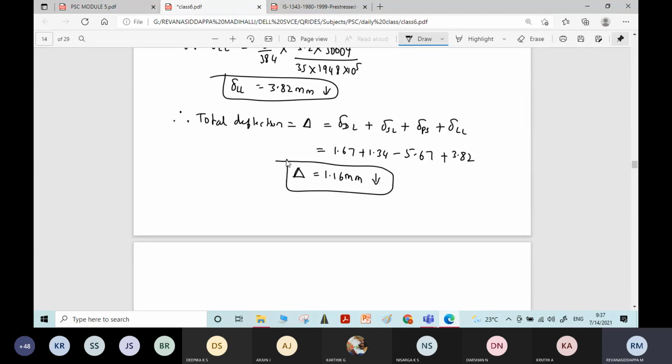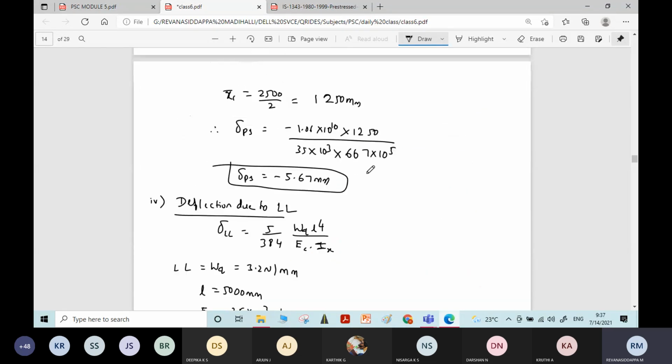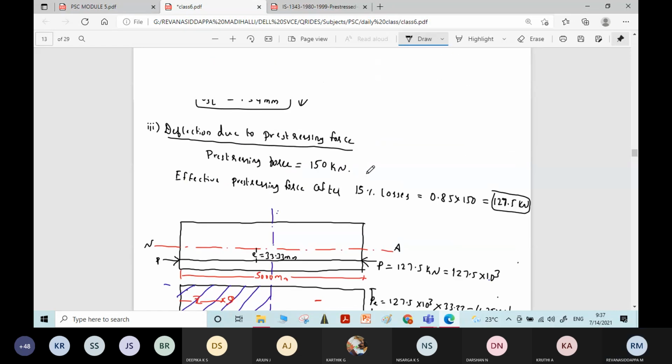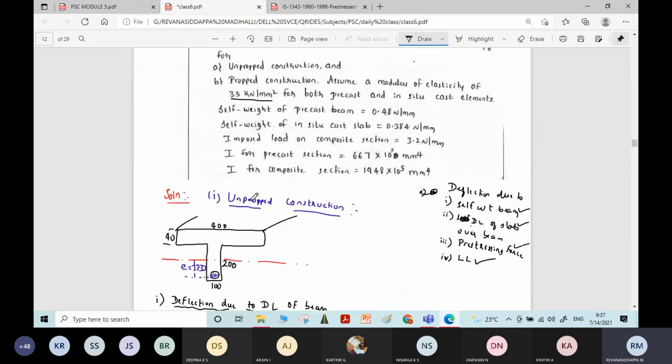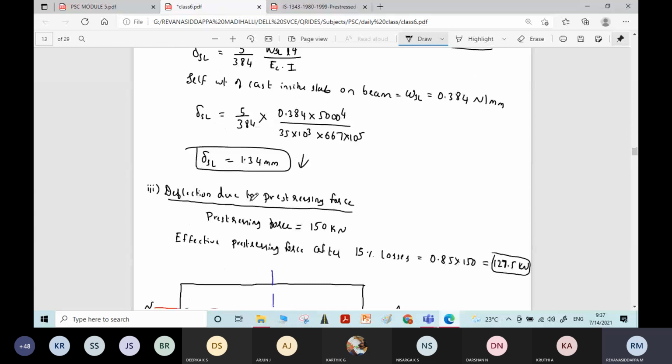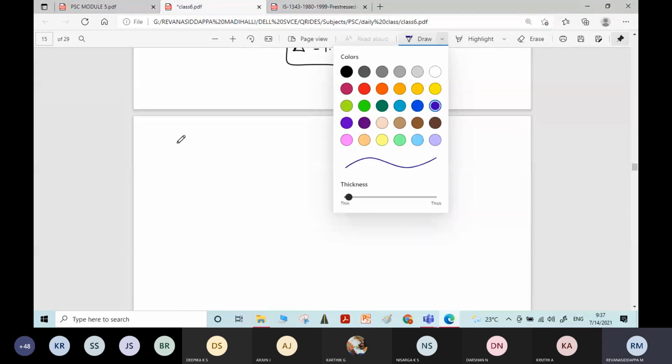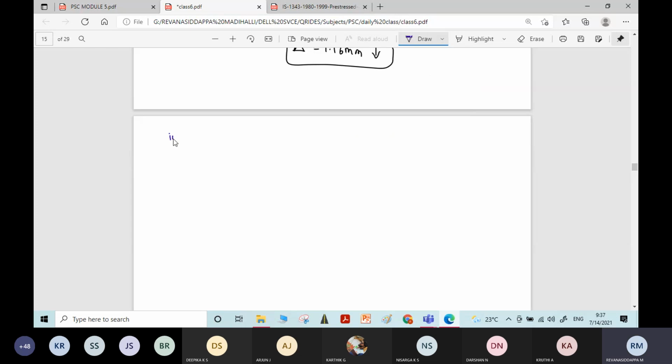So this is the procedure we have to follow for unpropped construction. Let us see what is the procedure for propped construction. Second one, propped construction.